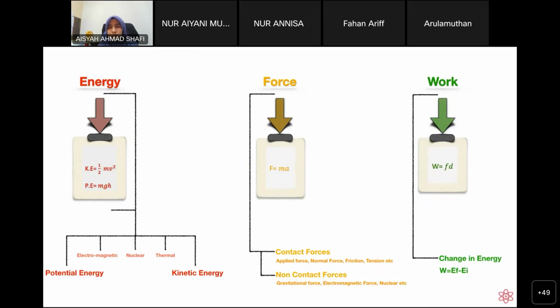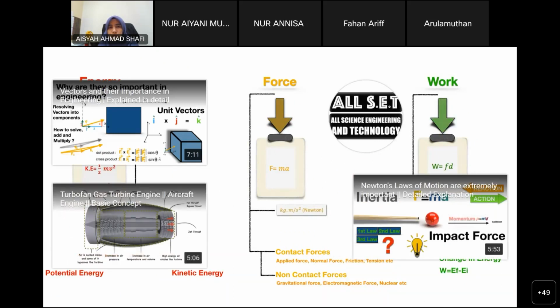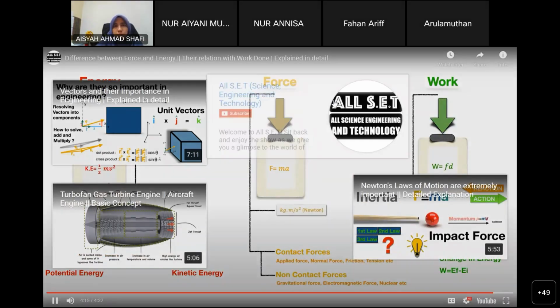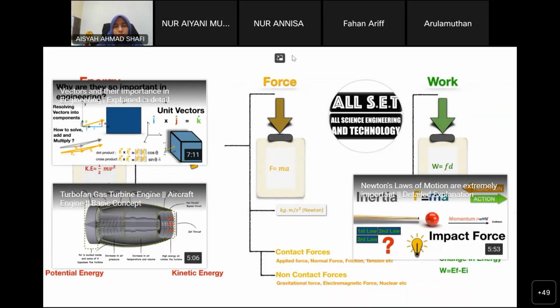Unit of energy and work is the same, which is joule, which is kilogram meter squared per second squared, while the unit of force is Newton, kilogram meter per second squared, which makes one thing clear, that energy and work have one extra dimension of length, making them different from force. Force is applied in a specific direction, so it is a vector quantity, while energy and work are scalar quantities, which means they have no direction.